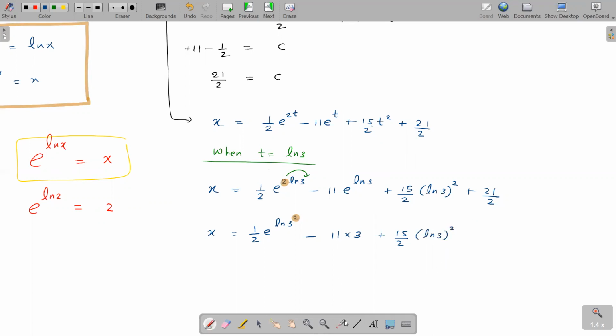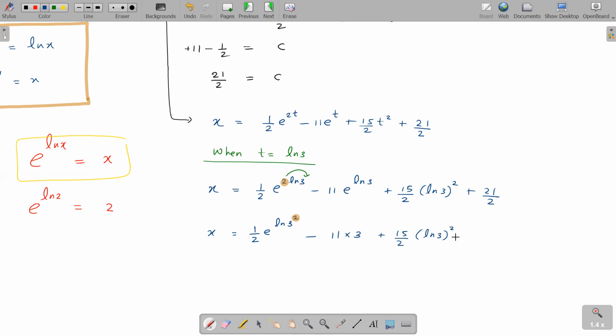Can I take this power 2 in front? No, because this power 2 is not just on the 3. It's ln 3, the whole thing to the power 2. If the power 2 belonged only to the 3, you could have brought it to the front. But this power 2 belongs to the entire ln function. That's why they have used a bracket around it. The bracket tells you that ln 3 square means ln 3 times another ln 3.